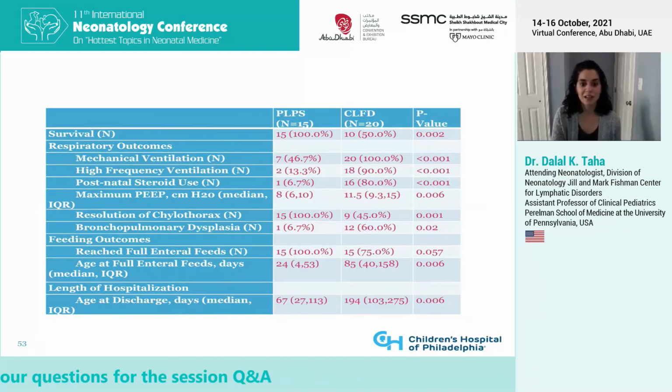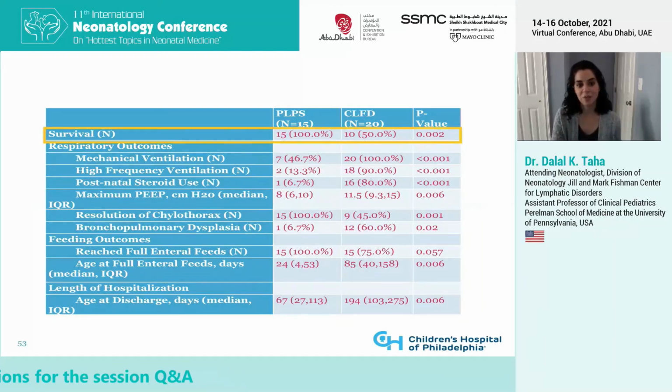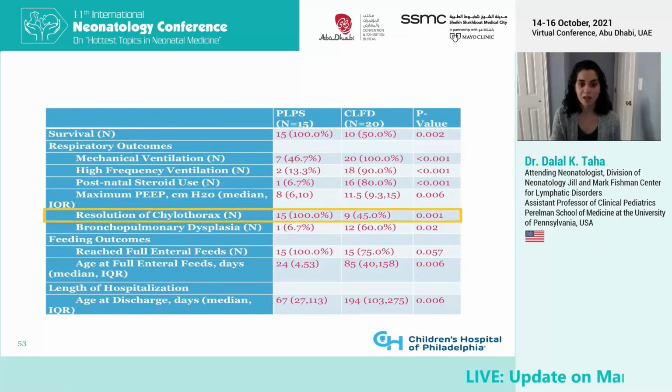We found that patients diagnosed with PLPS had 100% survival, while patients with CLFD had only 50% survival. All 15 patients with PLPS had resolution of their chylothorax, including the patients that resolved without an intervention.